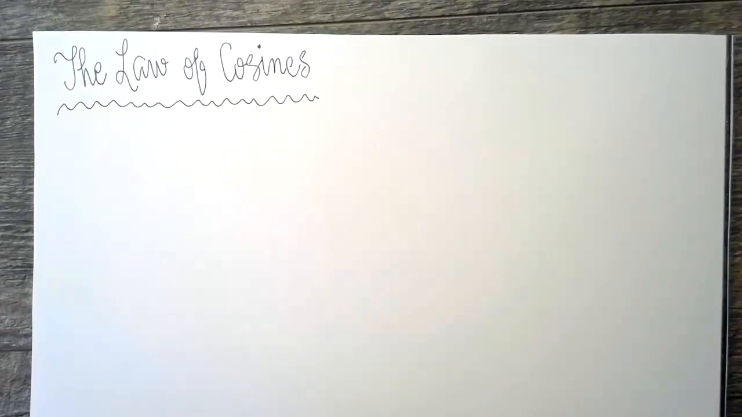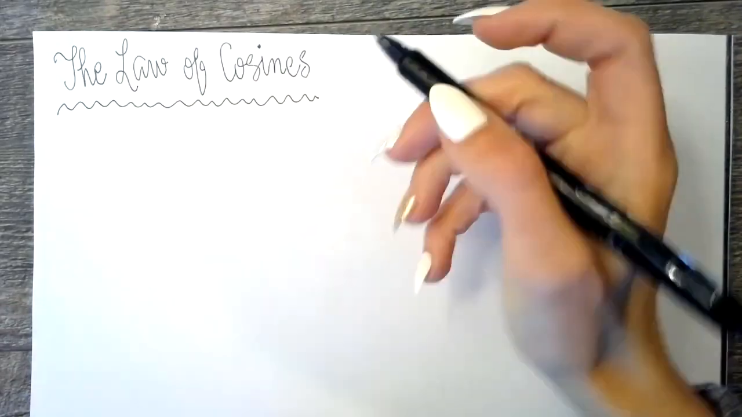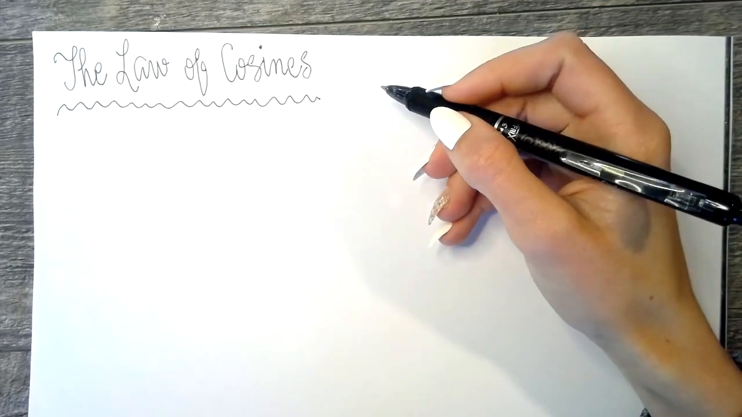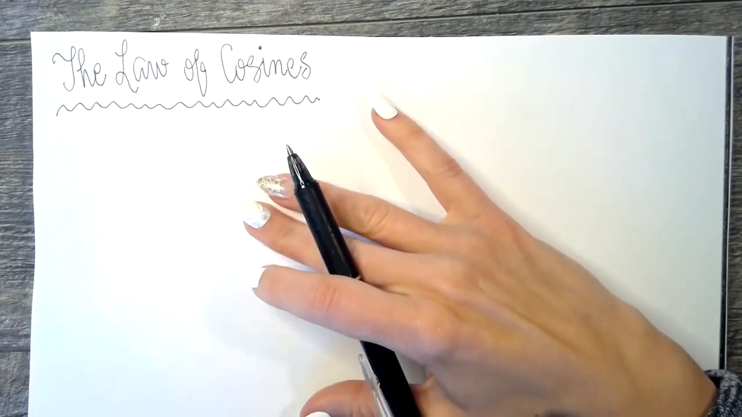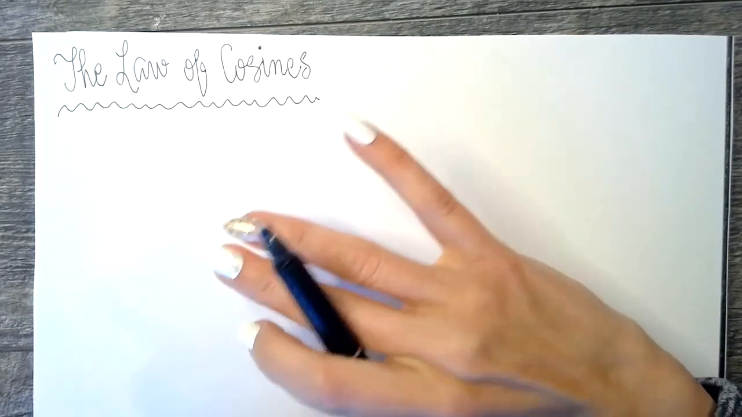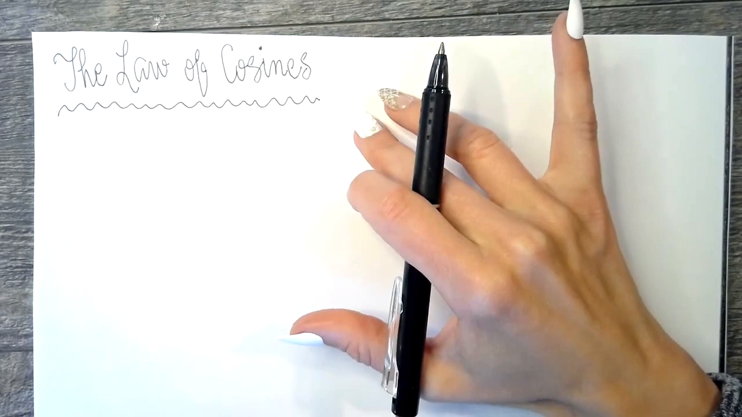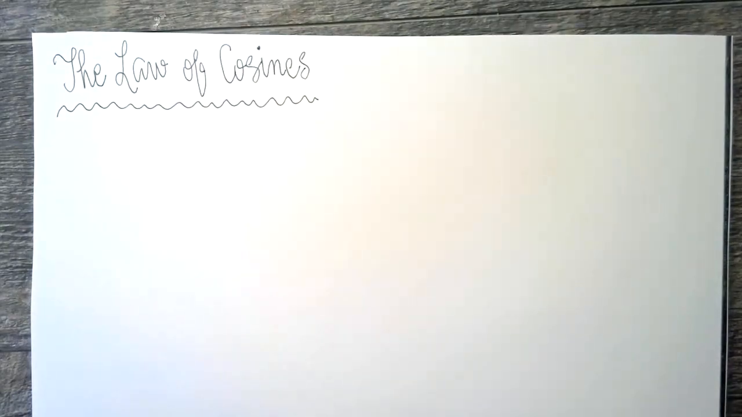Hey guys, so today's lesson is the law of cosines. We've recently worked with the law of sines, so we should understand that this type of trigonometry is used when we aren't dealing with right triangles. We're going to use this to solve triangles.